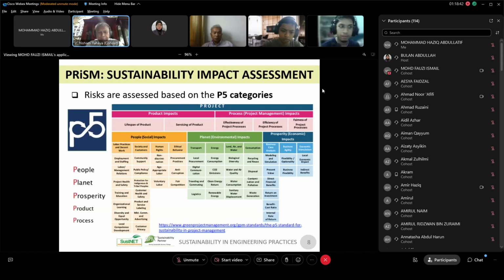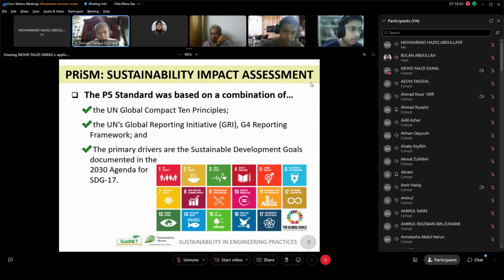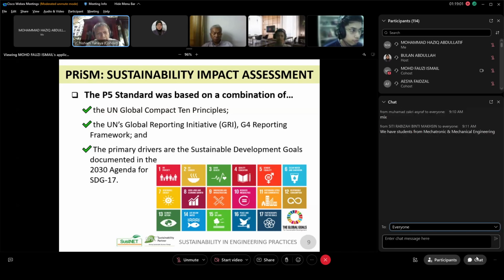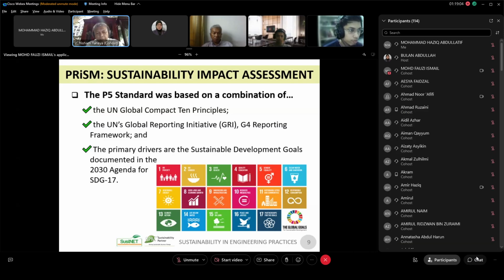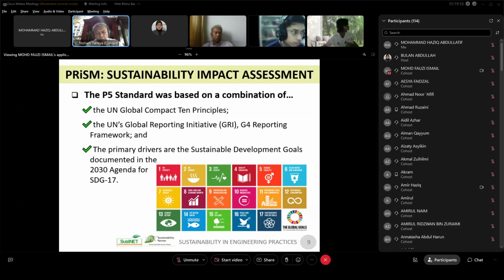Next slide please. So this framework is also aligned with the United Nations Global Compact 10 principles. It's also aligned with the United Nations Global Reporting Initiative. And I'm sure that you also have learned about the SDGs. It's also aligned with the Sustainable Development Goal, SDG 17. I'm sure that part of your class in EIS, Engineers in Society, you will go through this Sustainable Development Initiative and how you as an engineer can contribute towards SDG 17. Next slide, please.